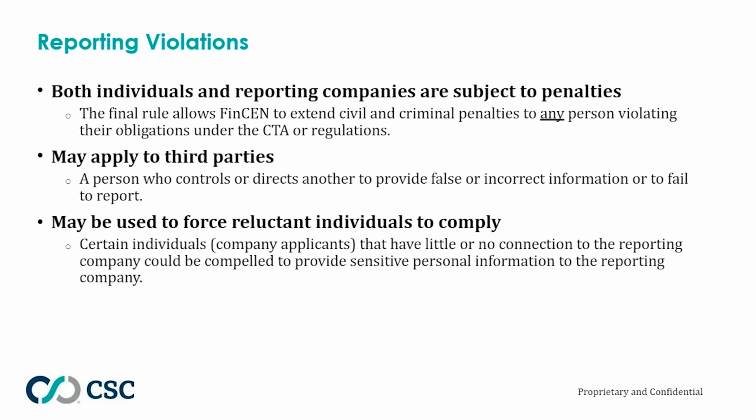And these penalties can be used, and likely will be used at some point, at least the threat of them, to force reluctant individuals to comply. So if a beneficial owner doesn't want to be forthcoming with the information they're required to report, they have to know that they're going to be under risk of both civil and criminal penalties, and that the reporting company which they own or exercise substantial control over will also be subject to reporting penalties. Same thing applies to company applicants that may not want to provide their information. If they fail to do so, they could very well wind up facing the threat of civil and criminal penalties.